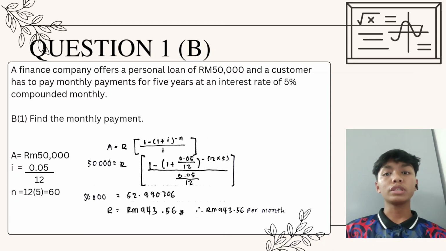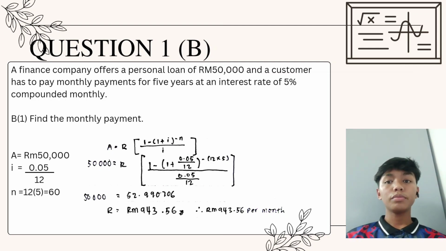For question 1B, a finance company offers a personal loan of 50,000 ringgit and a customer has to pay monthly payments for 5 years at an interest rate of 5% compounded monthly. B1, the monthly payment. For this question, I will use the present value formula.